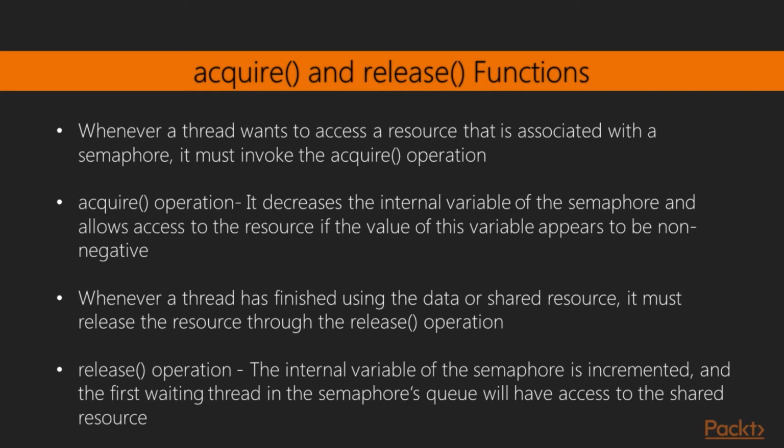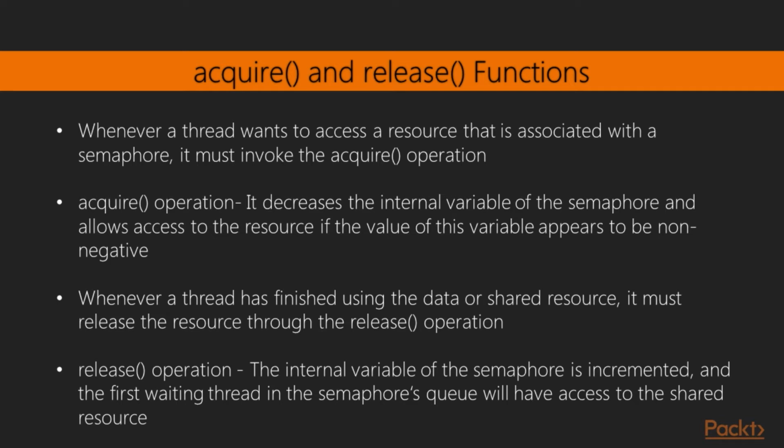1. Whenever a thread wants to access a resource that is associated with a semaphore, it must invoke the acquire() operation, which decreases the internal variable of the semaphore and allows access to the resource if the value of this variable appears to be non-negative. If the value is negative, the thread would be suspended and the release of the resource by another thread will be placed on hold.